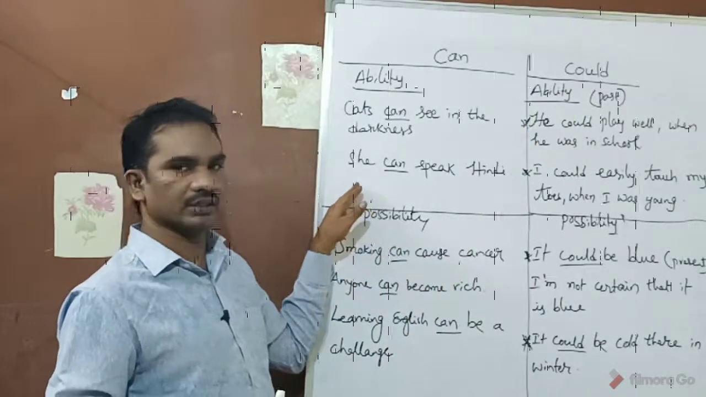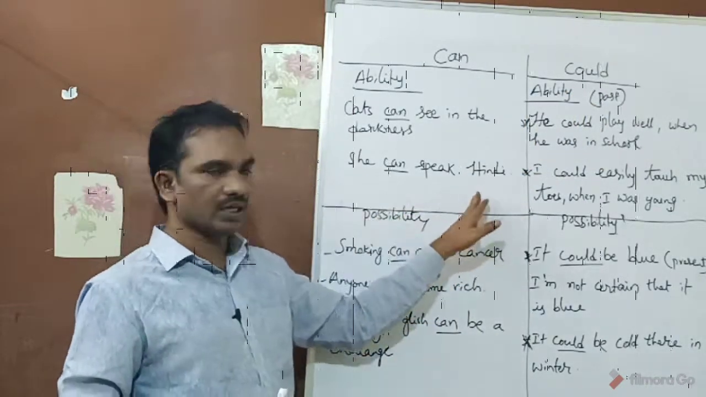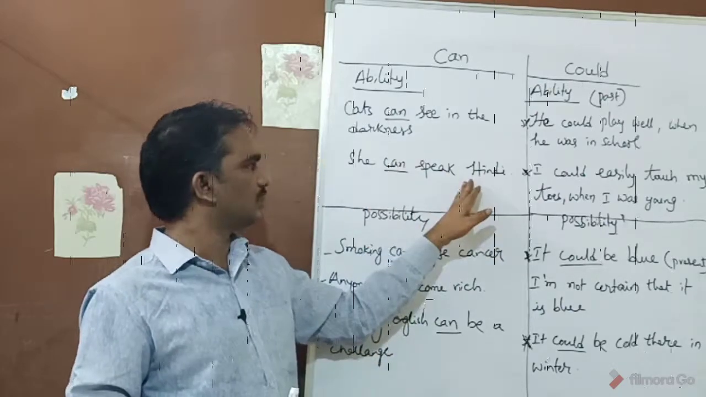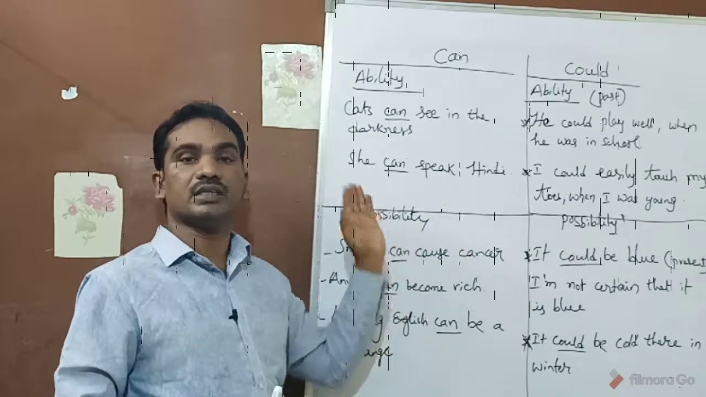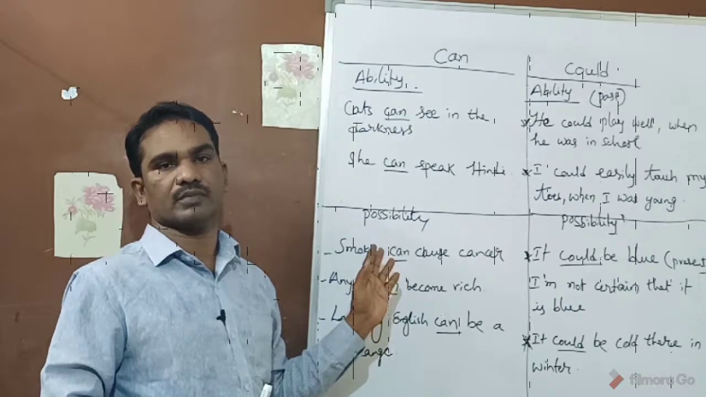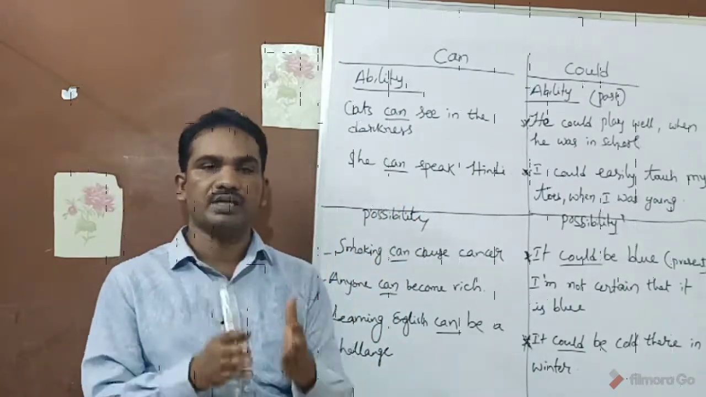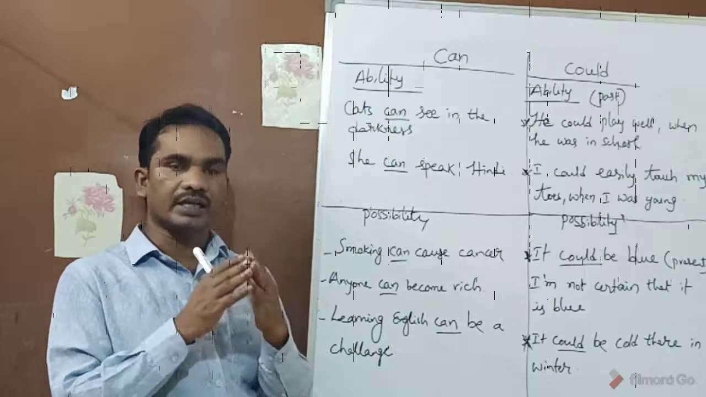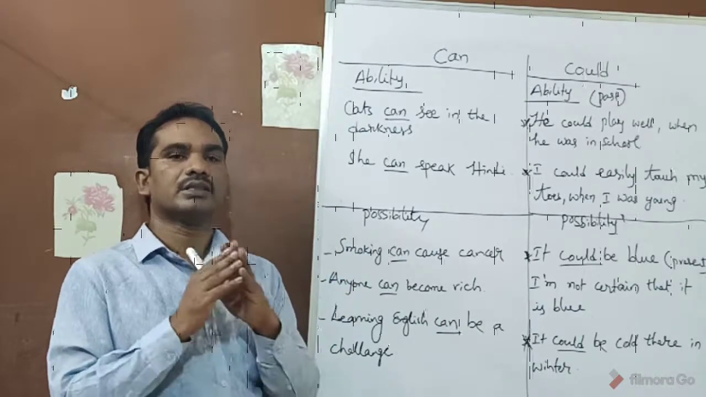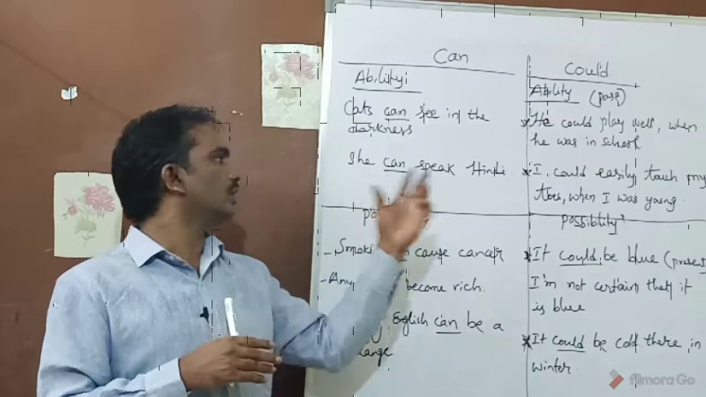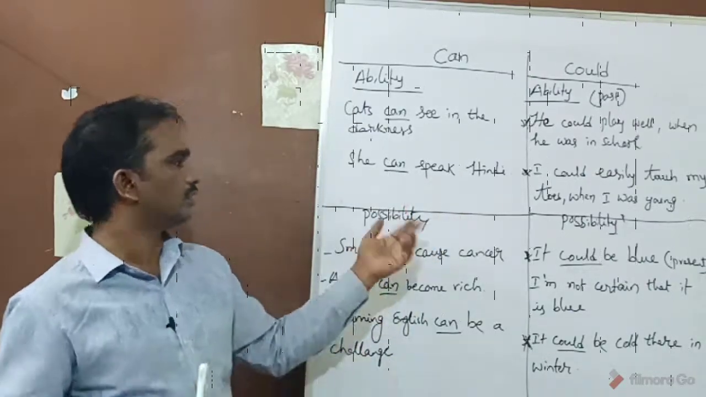Let's look at another example. She can speak Hindi. Not she could speak Hindi. Right? She can speak Hindi. That means she has the ability right now. She can do it. She knows Hindi, so she can speak.